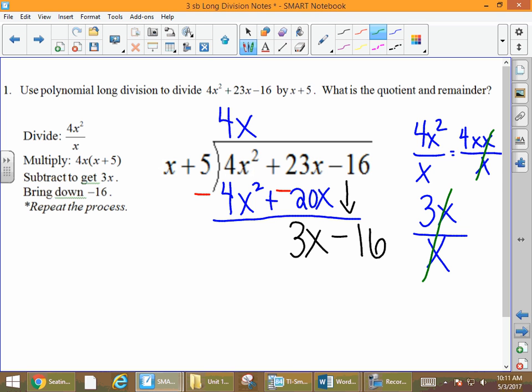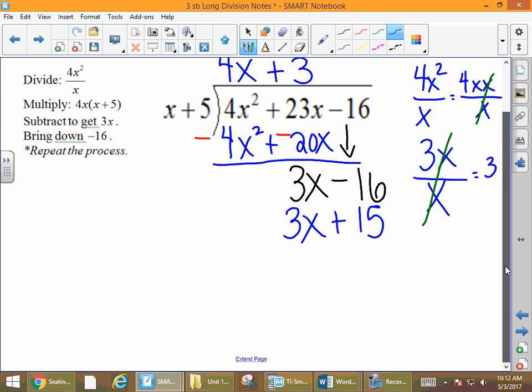And the x's cancel out. So 3x divided by x is 3. Those are both positive numbers. Positive 3x divided by positive x is positive 3. And now we're going to take that value. 3 times x is 3x. 3 times 5 is 15. It was positive 3 times positive 5.